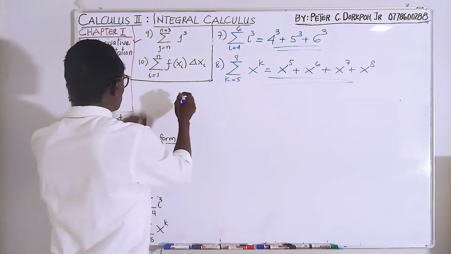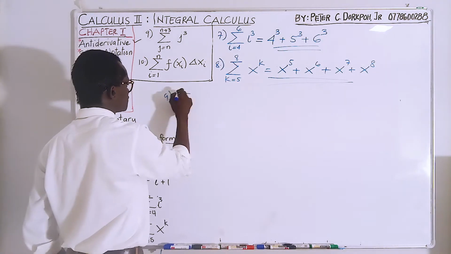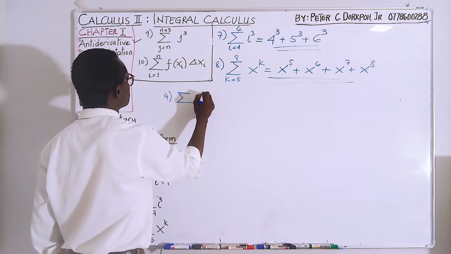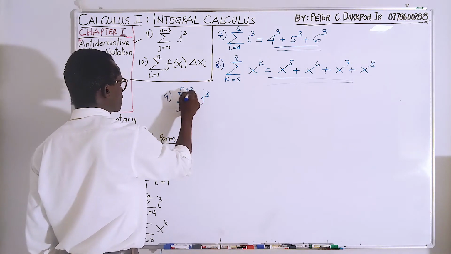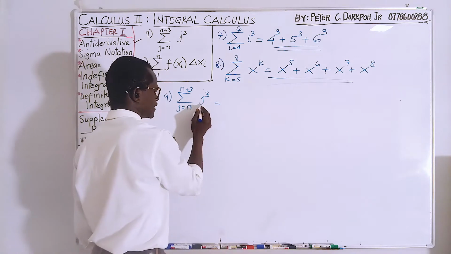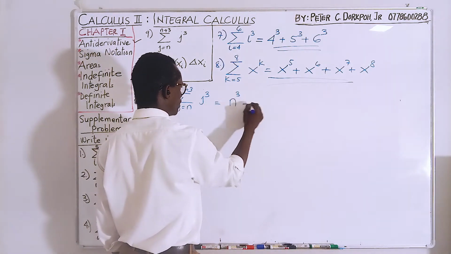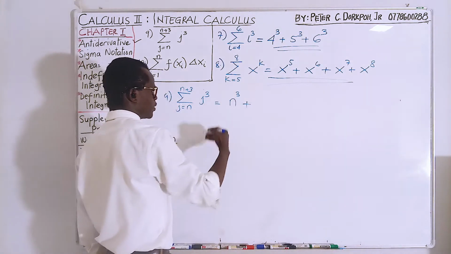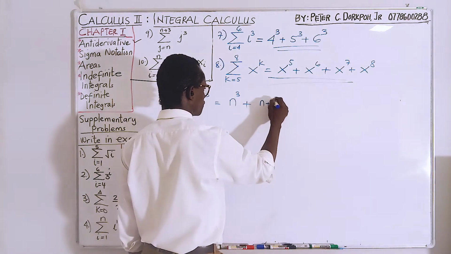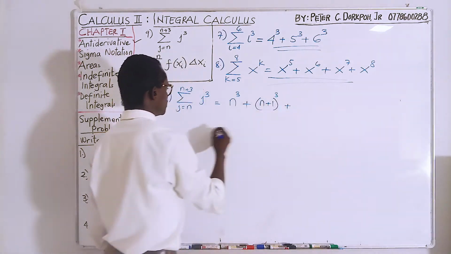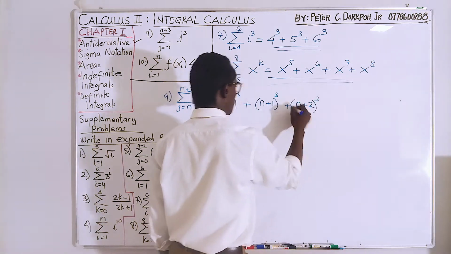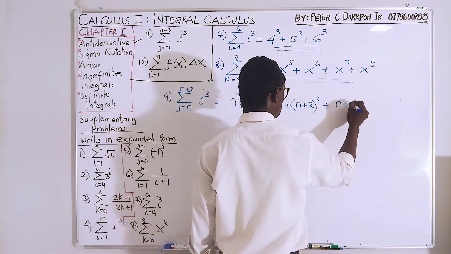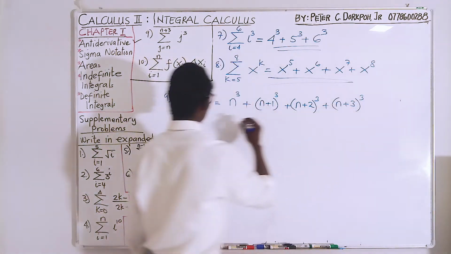Now the next one here, you have question 9 that says the summation of j cubed when j leads from n all the way to n plus 3. So when j is n, you have n raised to the third power. When j is n plus 1, raised to the third power. When j is n plus 2, raised to the third power. Now when j is n plus 3, raised to the third power.